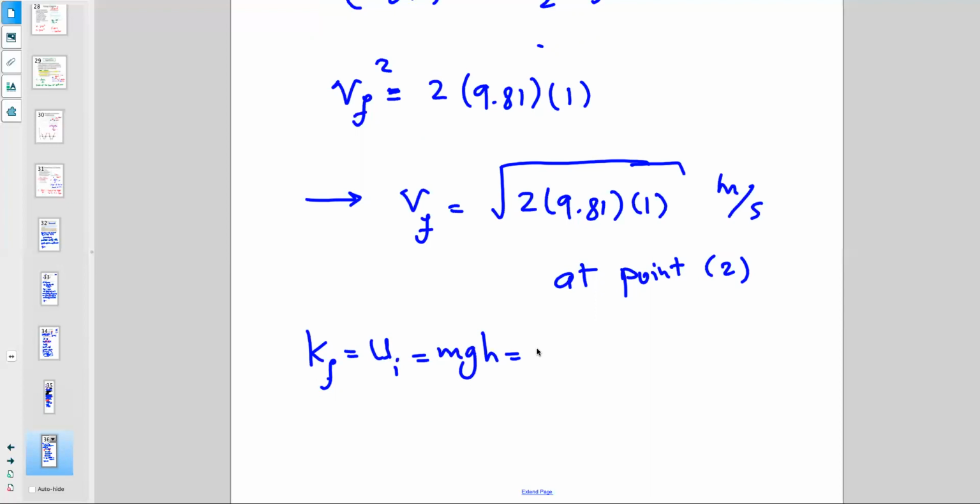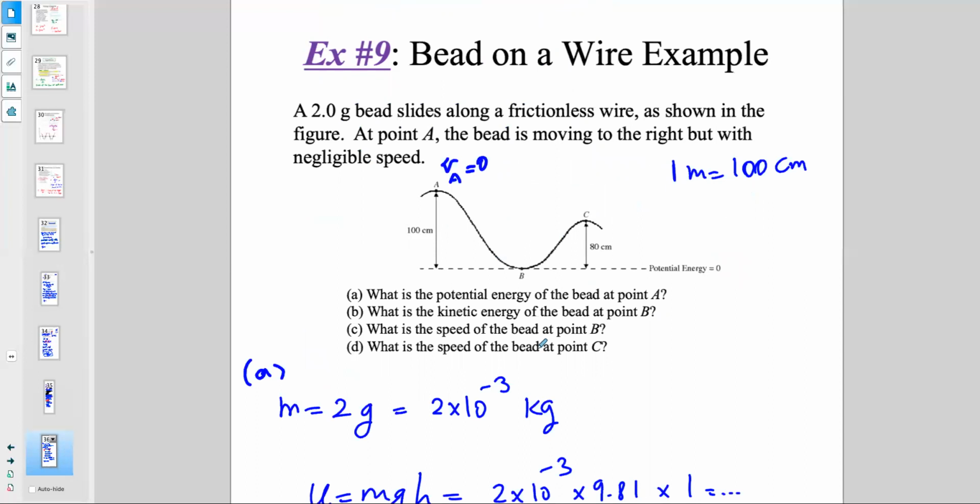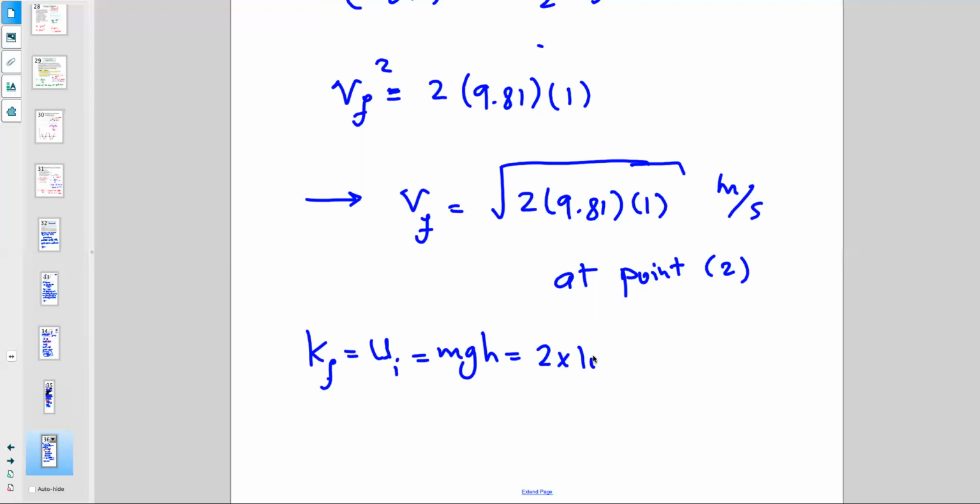M is given to us as 2 grams, or 2 times 10 to the negative 3 kilogram. G is 9.81. H is 100 centimeters, or 1 meter. So you'll end up with 2 times 9.81 times 10 to the negative 3. Why did I find the potential energy of point 1 and make it equal to the kinetic energy of point 2? So this is point A, and this is point B, because they are equal.